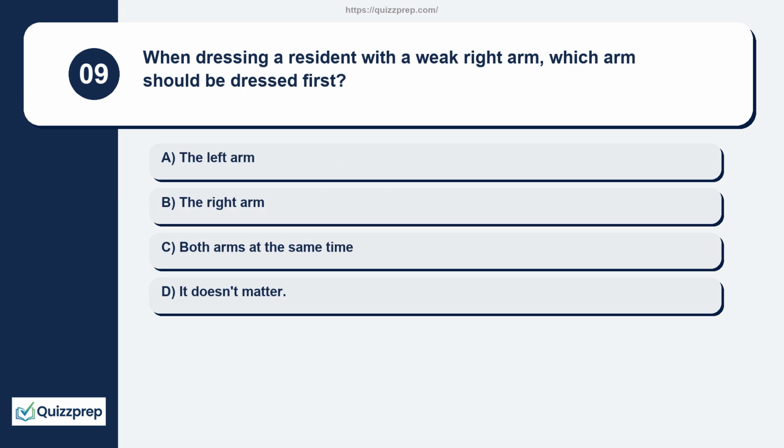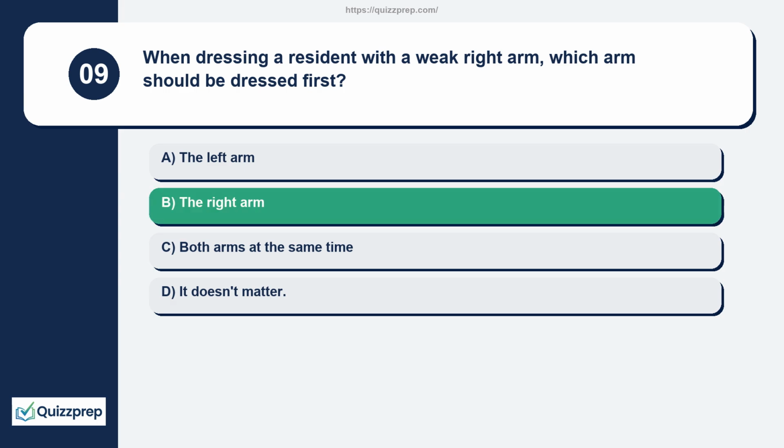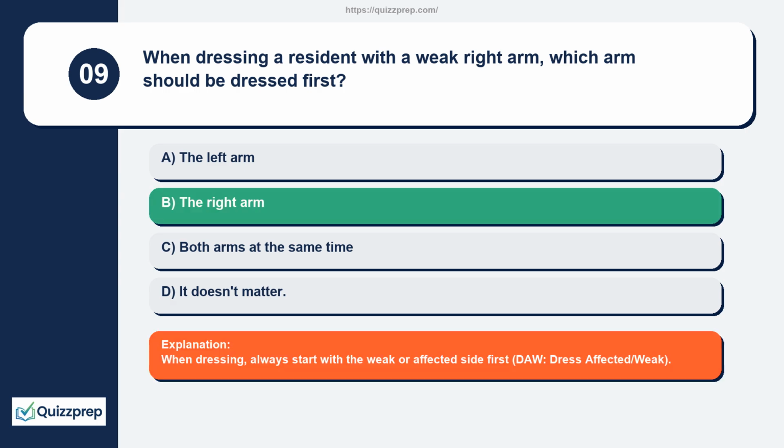Question 9. When dressing a resident with a weak right arm, which arm should be dressed first? The left arm, the right arm, both arms at the same time. It doesn't matter. When dressing, always start with the weak or affected side first. Dress affected, weak.